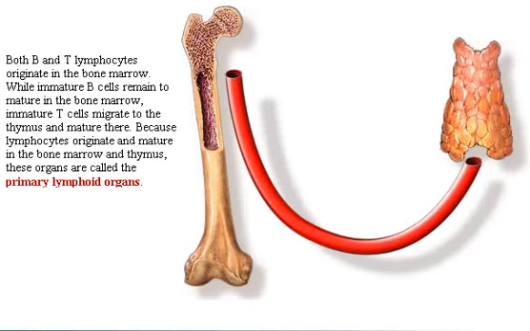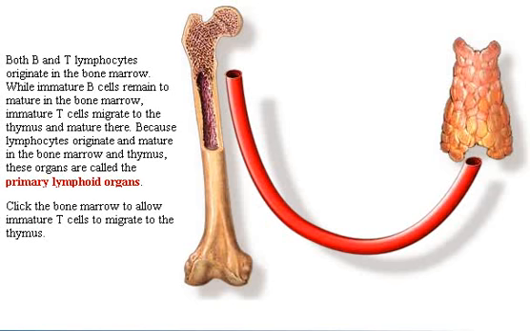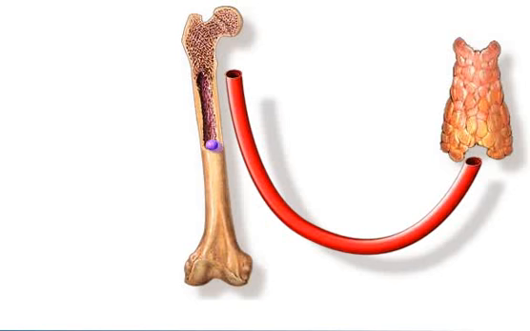Both B and T lymphocytes originate in the bone marrow. While immature B cells remain to mature in the bone marrow, immature T cells migrate to the thymus and mature there. Because lymphocytes originate and mature in the bone marrow and thymus, these organs are called the primary lymphoid organs. Click the bone marrow to allow immature T cells to migrate to the thymus.